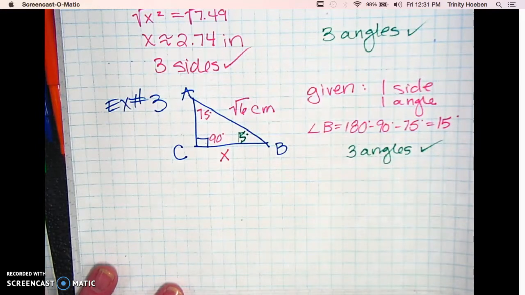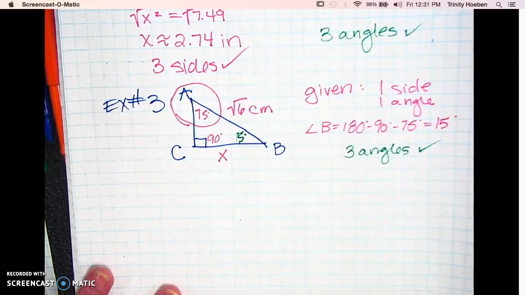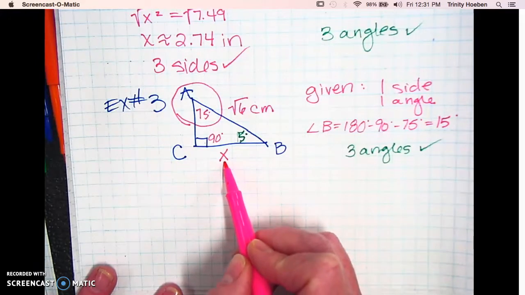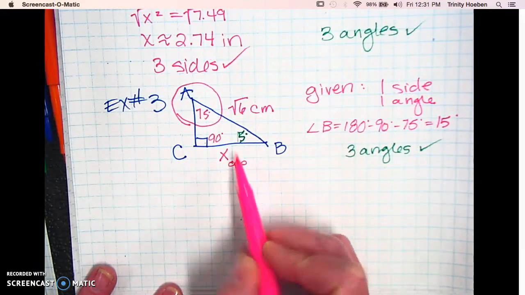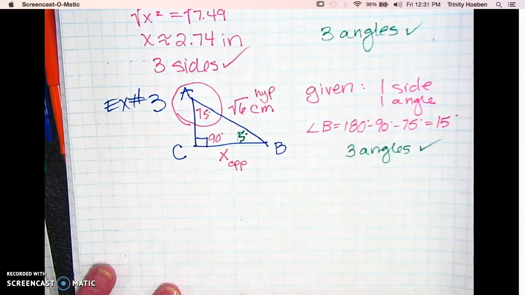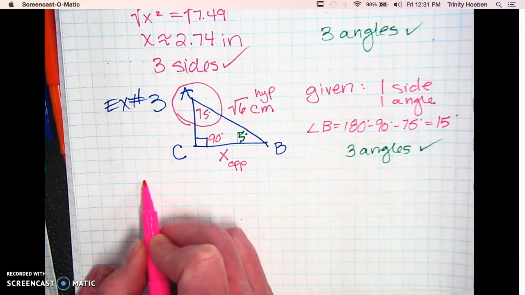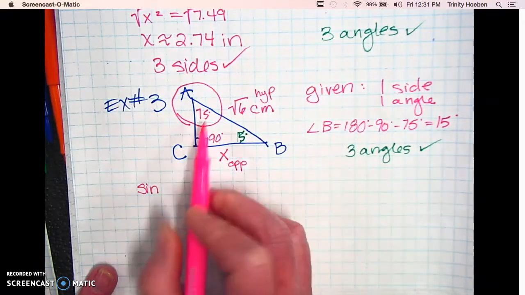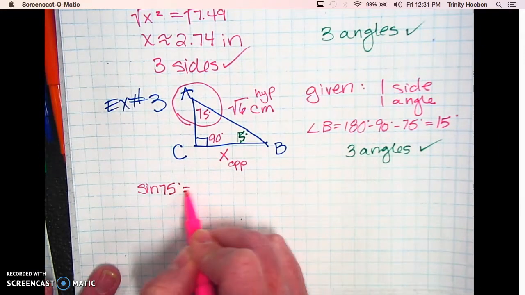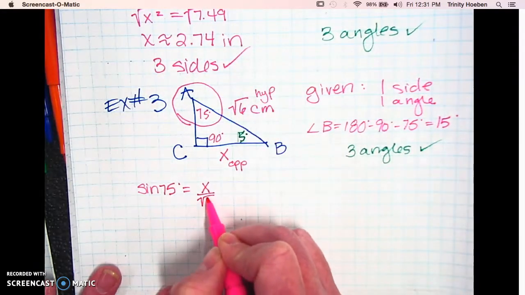And I'm going to use the angle that they gave us. Doesn't matter at this point which one you use, but I'm going to start with angle A. So from angle A, I've got an X in the opposite, and I've got rad 6 on the hypotenuse. So which of the three trig functions uses opposite and hypotenuse? The sine. Okay? The sine of that angle is 75 degrees. The opposite is x, and the hypotenuse is square root of 6.